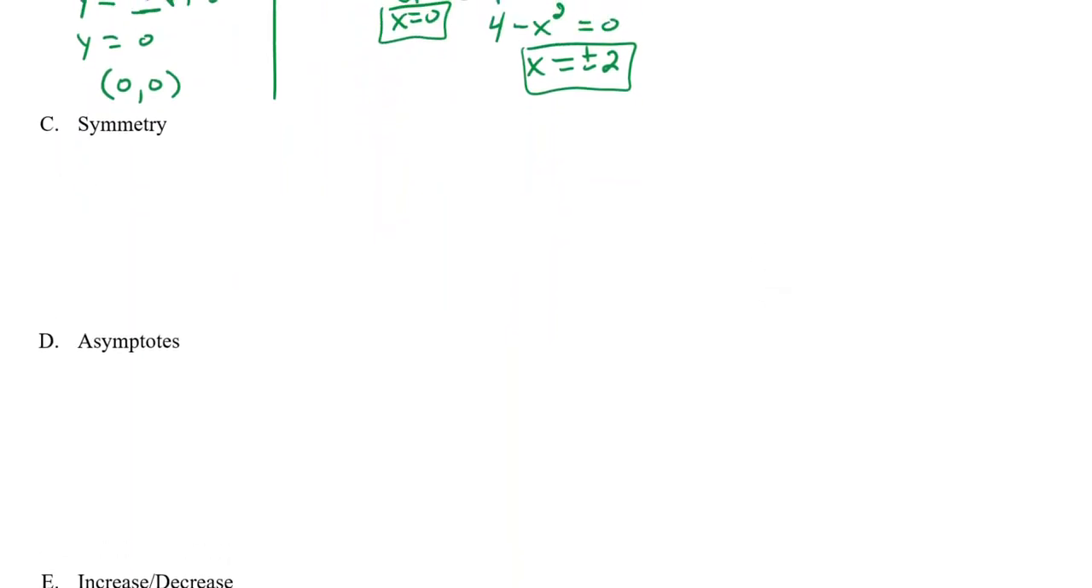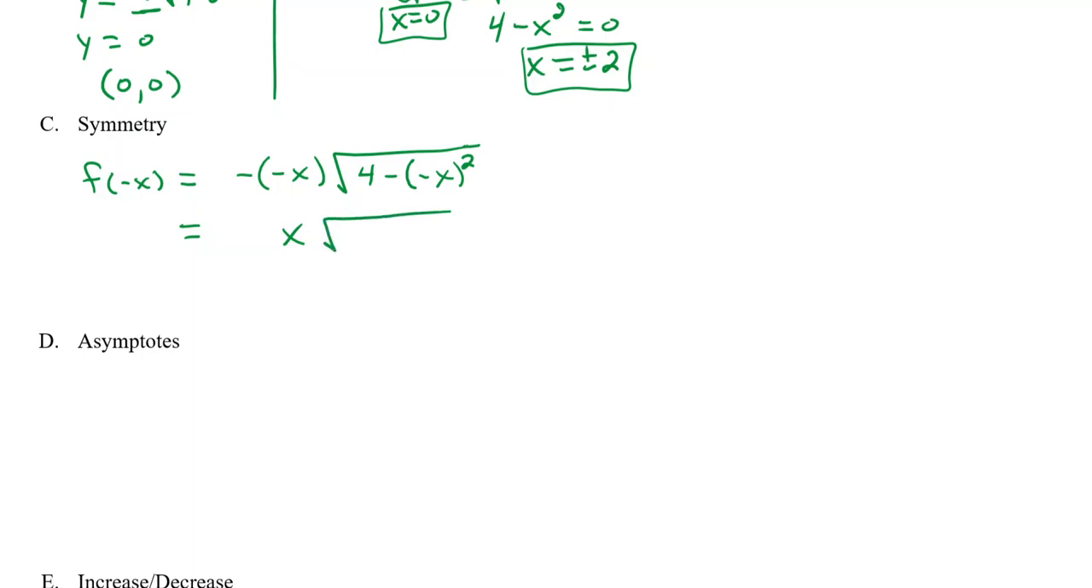So for symmetry, we are going to test out f of negative x and see what we get. And then we'll be able to tell from that what type of symmetry we have. So we'll have negative, and it was supposed to be x, so I'm going to replace that with negative x, like we had there. And then times the square root of 4 minus, and then again, instead of x, we're going to substitute in negative x squared. Okay. And then from here, minus negative x, that just becomes positive x times the square root of.